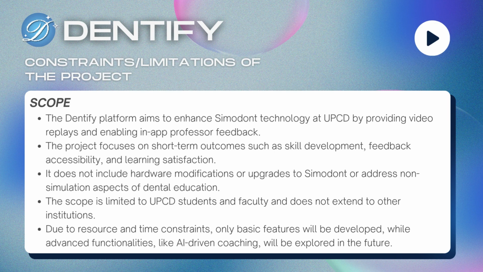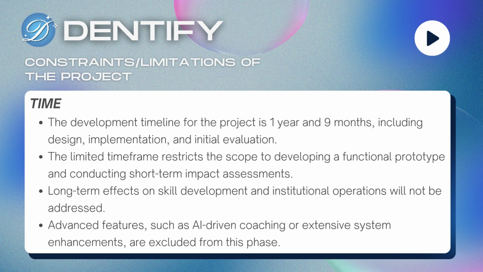Due to resource and time constraints, only basic features will be developed initially, with advanced functionality such as AI-driven coaching reserved for future exploration. The project also operates within a constrained timeline of 1 year and 9 months, covering the design, implementation, and initial evaluation phases. Given this time frame, we are focusing on developing a functional prototype and assessing its short-term impact on students' learning experiences. However, this limited period means we will not address long-term effects on skill development or institutional operations.